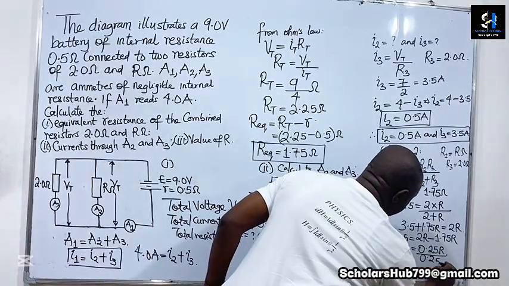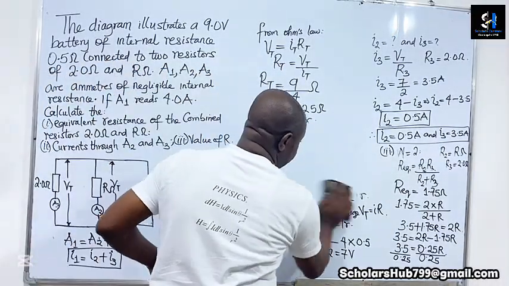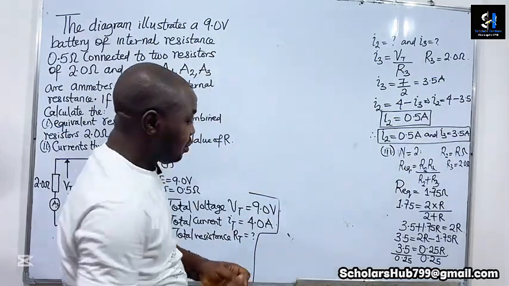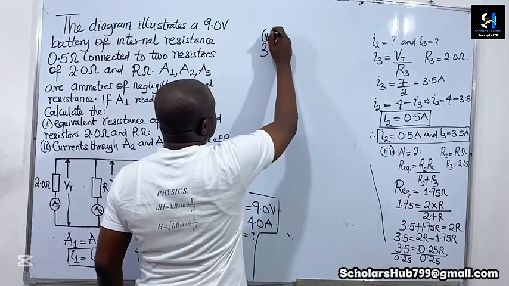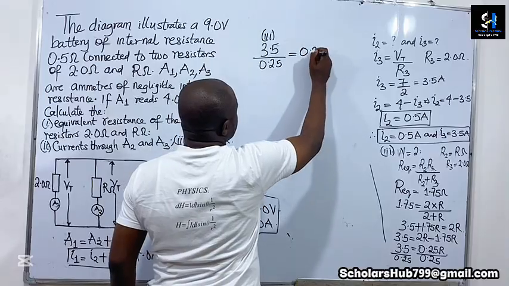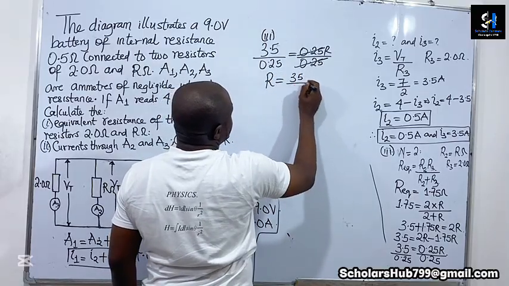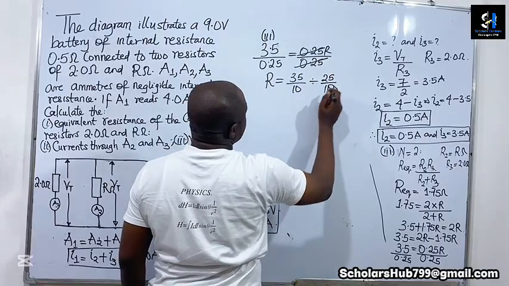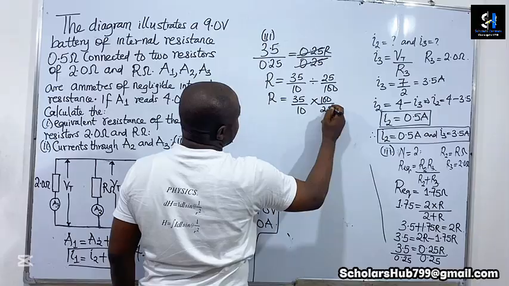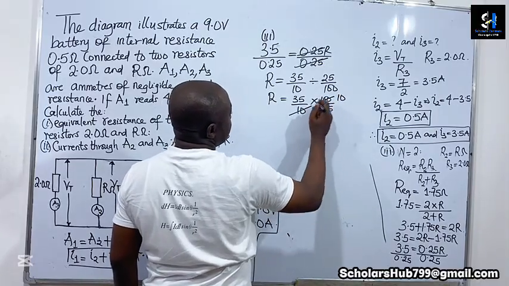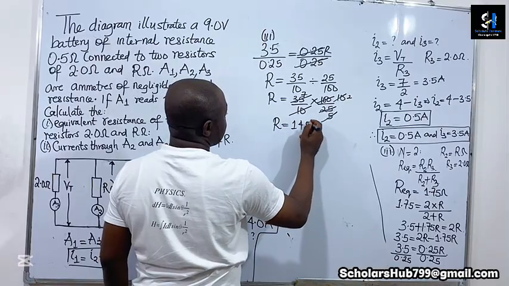If you divide both sides by 0.25, we have 3.5 divided by 0.25 equals 0.25 R over 0.25. So this is 35 over 10 divided by 25 over 100. So R will be 35 over 10 multiplied by 100 over 25. This is 10, 5 here, 7. This is 5. Then this is 2. 2 times 7 will be 14 ohms.